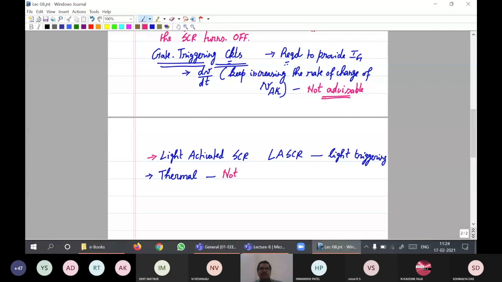Fine, the statement is true. But how is it breaking down? Why is it breaking down? Because of more free charge carriers, consequent increment in current, resultant further increment in temperature. That's all. That is the process. So the thermal runaway problem has to be avoided. As a result, thermal triggering is also not advisable.